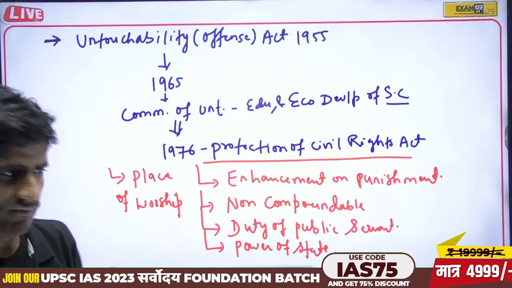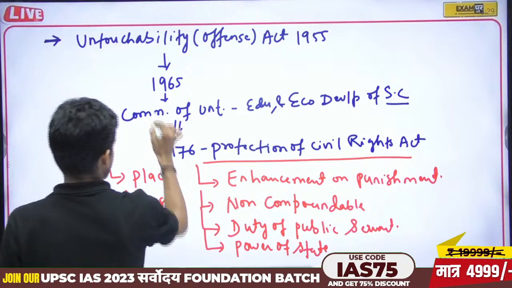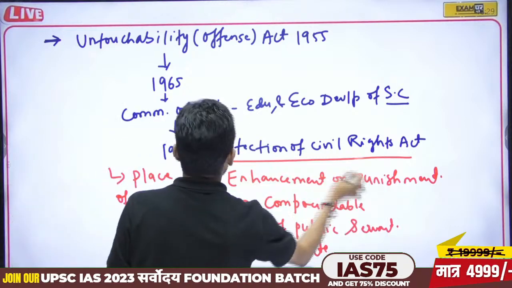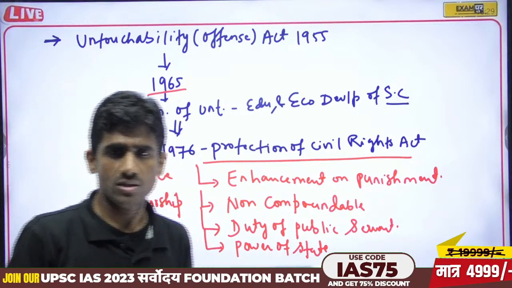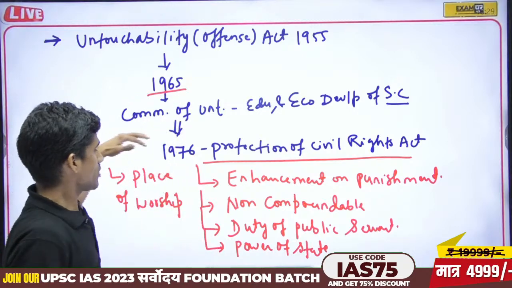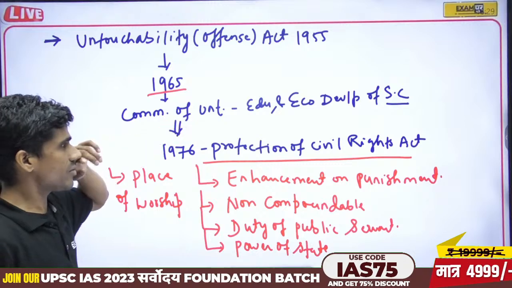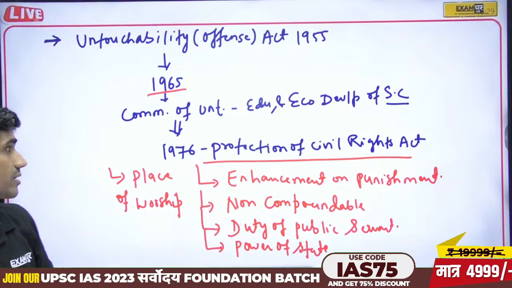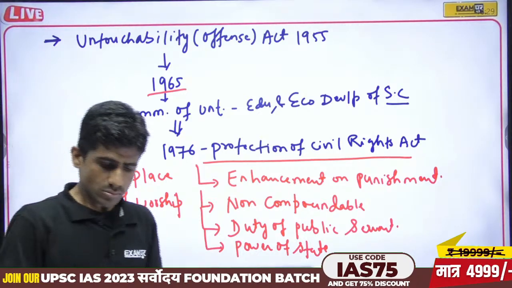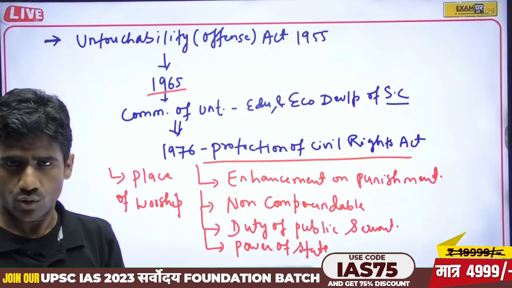So in 1965, the government set up new commissions with respect to this act. So the Commission of Untouchability, Education and Economical Development of Scheduled Caste. And in 1976, finally, after 11 years, the Protection of Civil Rights Act came into being.